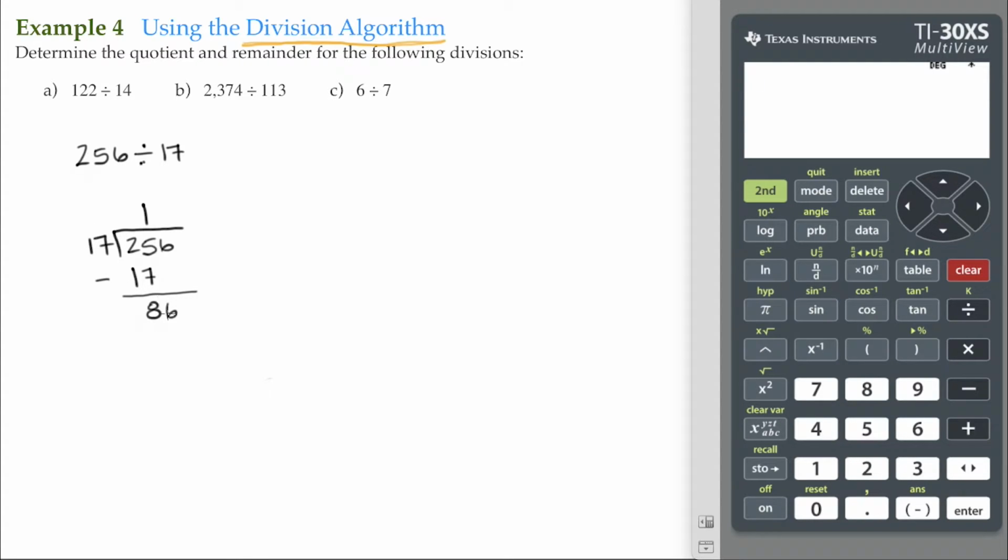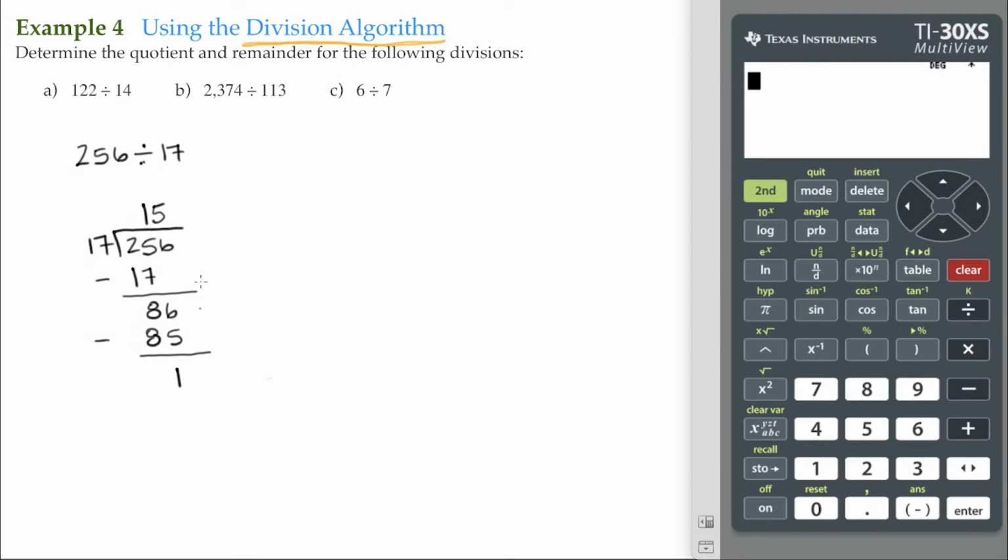17 goes into 86. 5 times 17, it's 85. And we would subtract. 86 minus 85 gave us 1 left over. The 256 here, this value here, that's known as the dividend. This value here, 17, is the divisor. This value up here, 15, is the quotient. And of course, this value down here, the leftover, is the remainder.